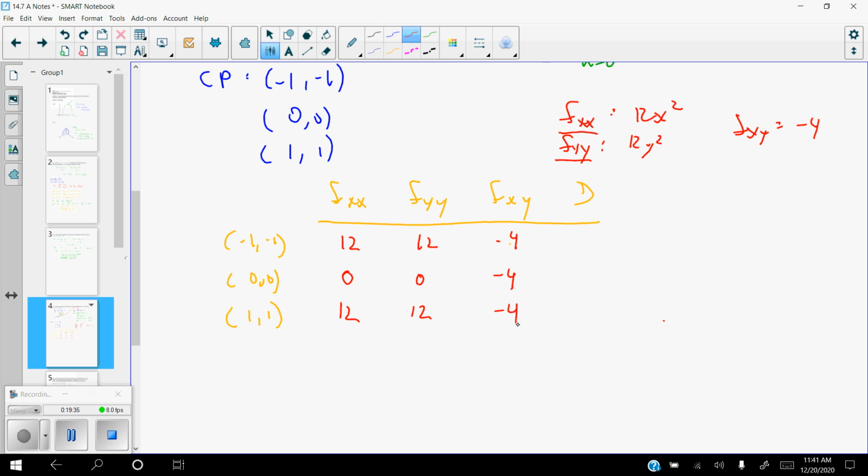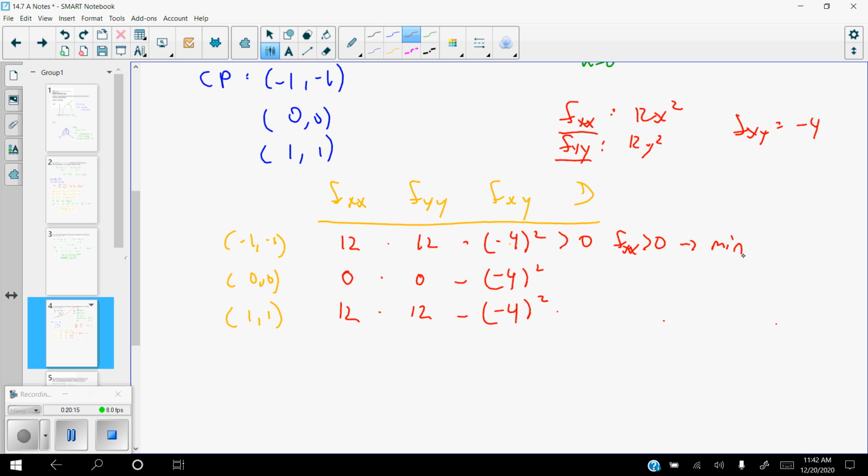So remember that what you are doing is you are multiplying these, and then we are subtracting the square of each one of those to get our determinant. So the first one, we get 144 minus 16. I really don't care what the value is. You can write it if you really want to. All I need to know is that that is greater than 0, and fxx here is positive. And since fxx is positive, that means that it is concave up, so we've got a minimum.